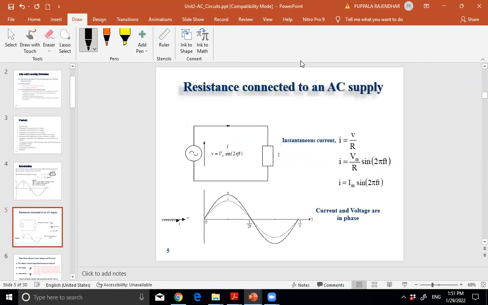Angles will be the same. See, for a resistor, the same waveform is applied. Angle will be the same. This is the current. So again, both are voltage and current. What about the phase here? For a resistor, voltage and current waveforms are in phase, leading or lagging?